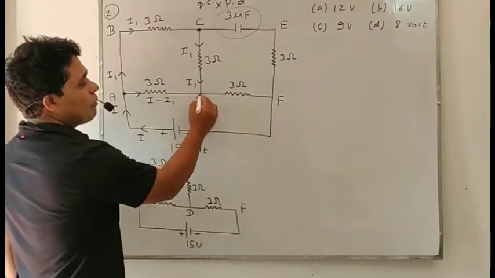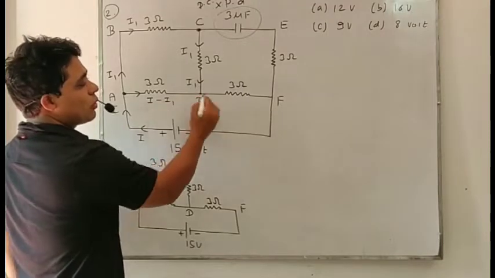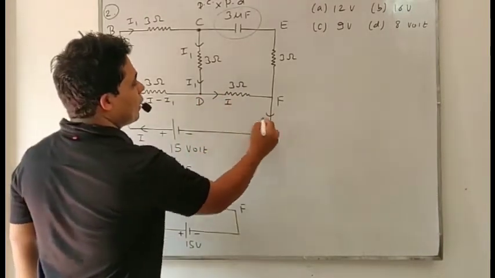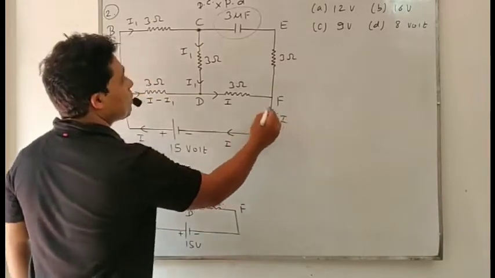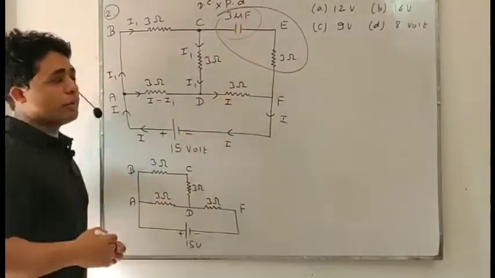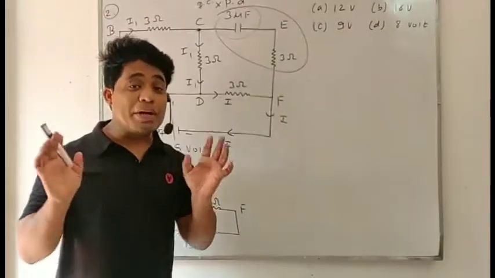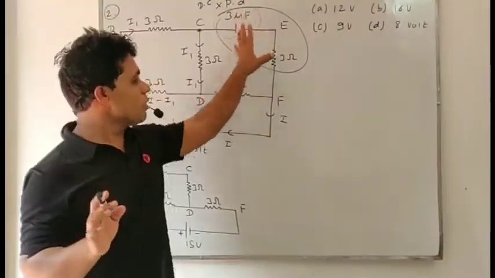I minus I1 and I1. Minus I1 to plus I1 cancel out, and there flows I, and it comes here. It completes the circuit. It means in this grid, in this circuit, there will be no current. So this should be eliminated. So 3 microfarad and 3 ohm, this will be eliminated.